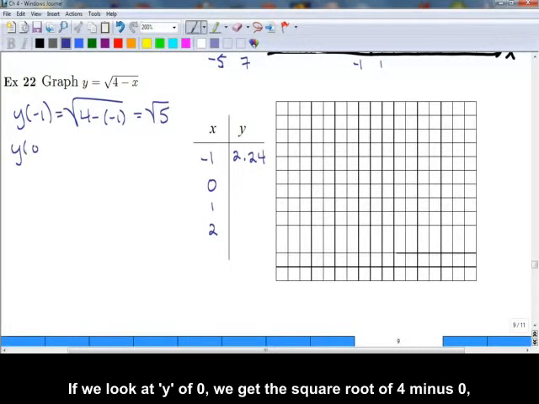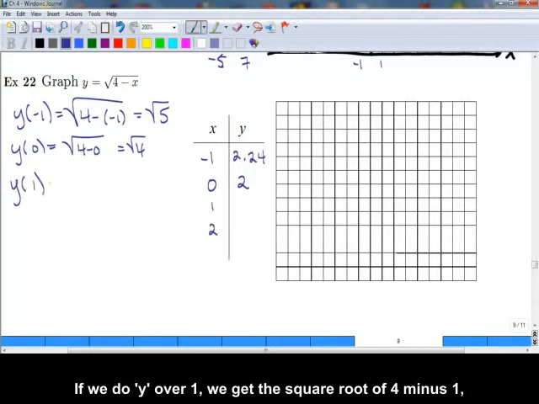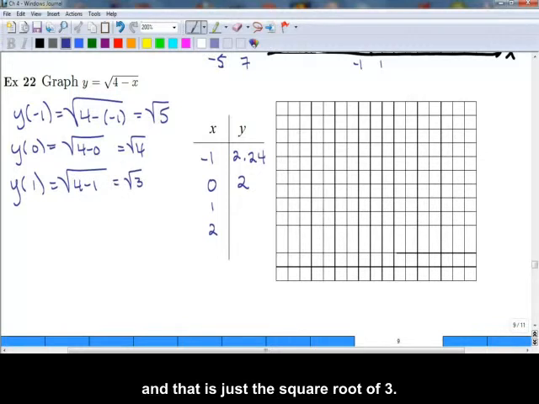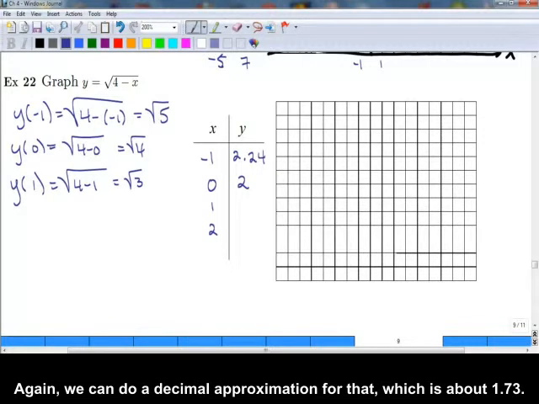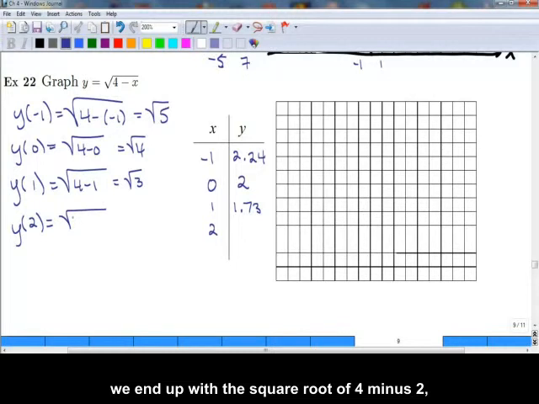If we look at y of 0, we get the square root of 4 minus 0, which is just the square root of 4, which is 2. If we do y of 1, we get the square root of 4 minus 1, and that is just the square root of 3. Again, we can do a decimal approximation for that, which is about 1.73. And if we do the last one here, y of 2, we end up with the square root of 4 minus 2, which is the square root of 2, which is 1.41.